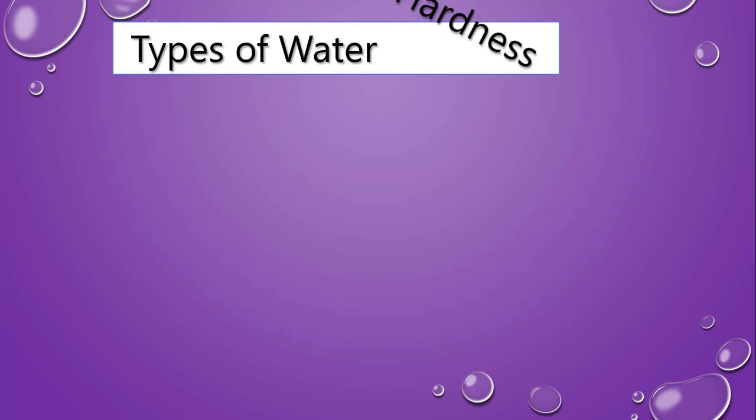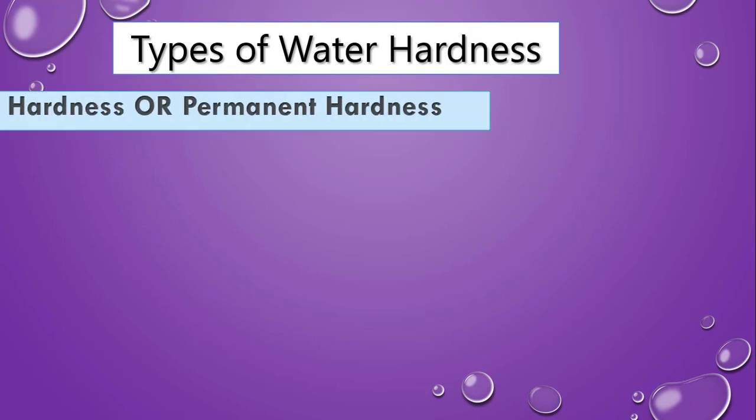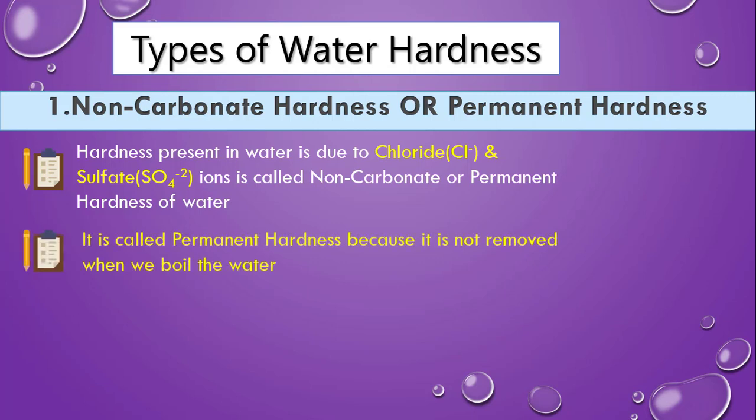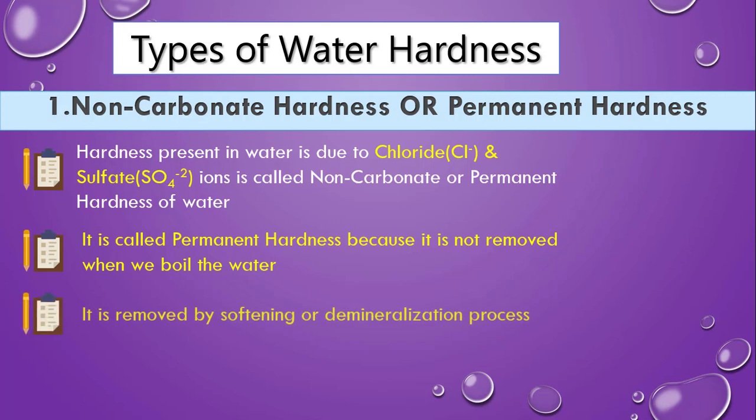Secondly, we understand non-carbonate hardness or permanent hardness. Hardness present in water due to chloride and sulfate ions is called non-carbonate or permanent hardness of water, and it is called permanent hardness because it is not removed when we boil the water. To remove it we use softening or demineralization processes. Examples of permanent hardness are calcium chloride, magnesium chloride, calcium sulfate and magnesium sulfate.